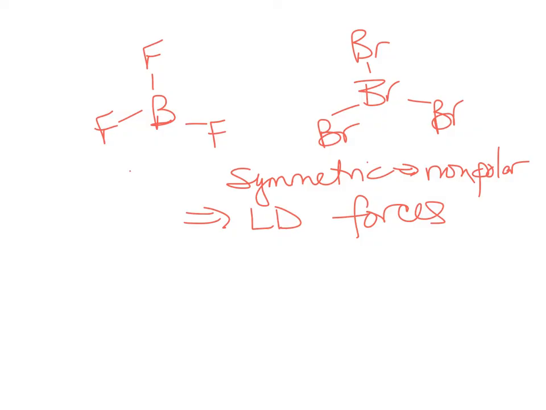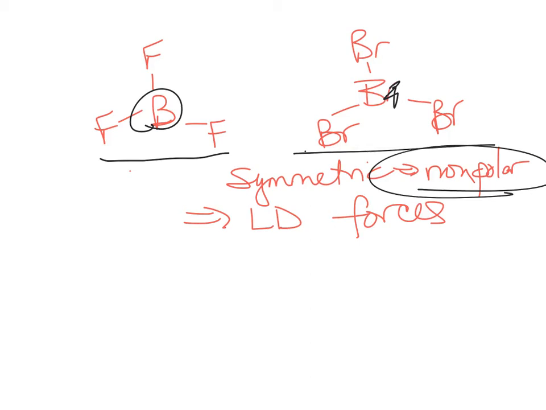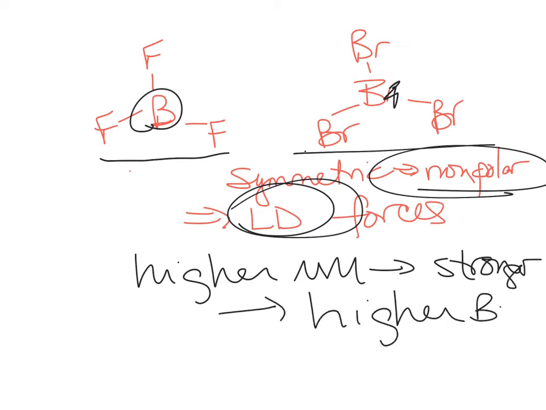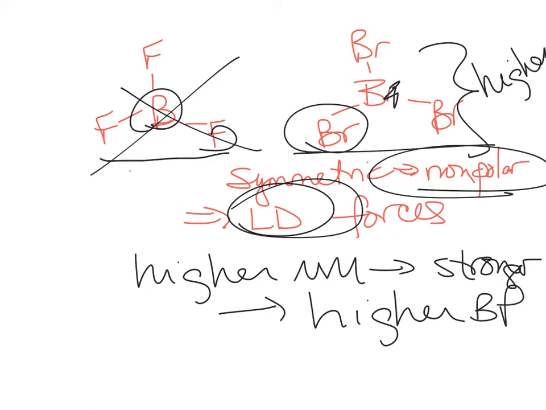Alrighty, so let's compare boron trifluoride and boron tribromide. Again, draw the Lewis structures first, so go back over those rules if you need to. Boron is happy with only 6 valence electrons. It's one of the exceptions. Since both of these are symmetric, they are both nonpolar molecules. Therefore, the only intermolecular attraction they will experience is London dispersion forces. With London dispersion forces, the higher the molar mass, the stronger the attraction, and therefore the higher the boiling point. Bromine has a much higher molar mass than fluorine, so boron tribromide will have the higher molar mass and therefore a higher boiling point.